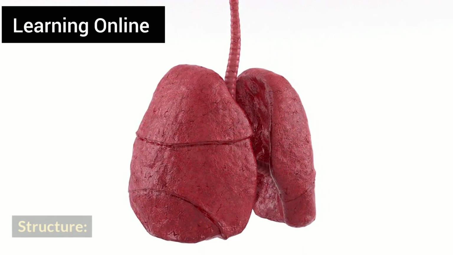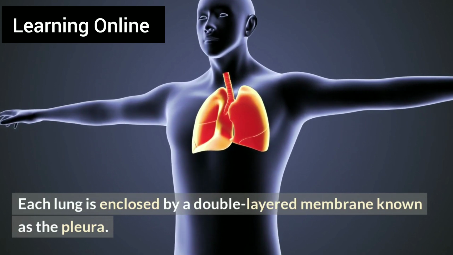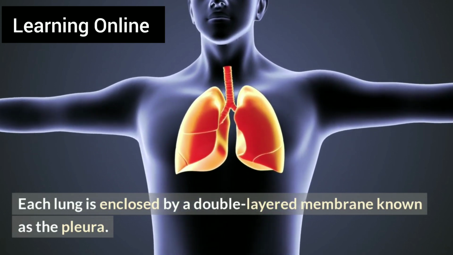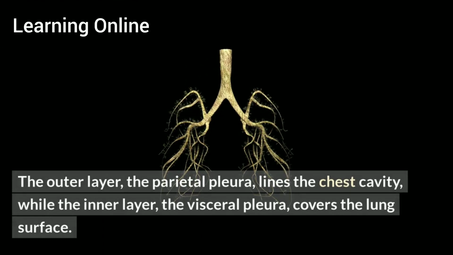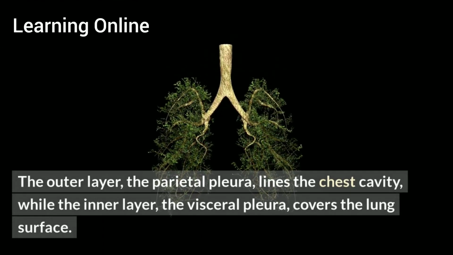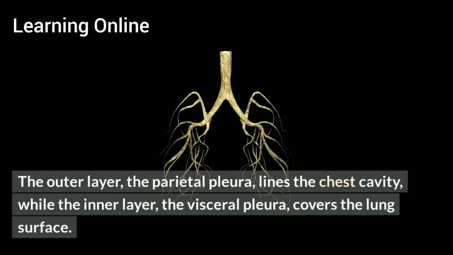Structure. Each lung is enclosed by a double-layered membrane known as the pleura. The outer layer, the parietal pleura, lines the chest cavity, while the inner layer, the visceral pleura, covers the lung surface.